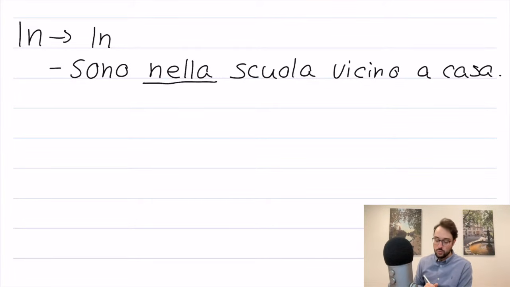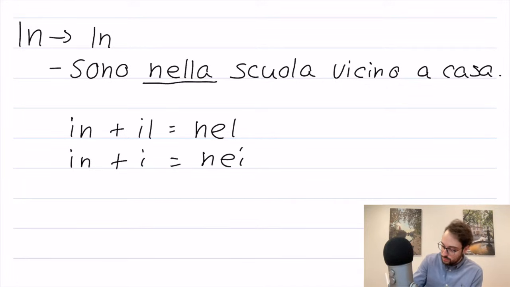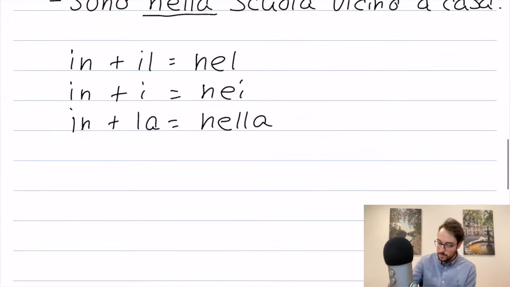Sono nella scuola. I'm in it. So let's look at all of in's articulated forms. In plus il is nel. In plus i is nei. In plus la is nella, like we just saw. Like I want to say, for example, in the films, nei film.